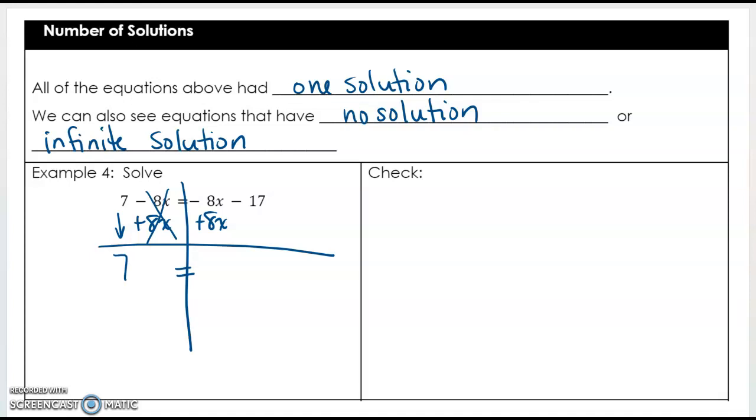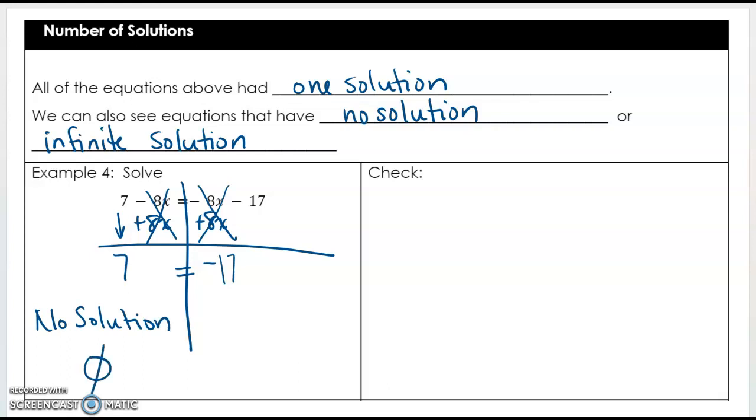That happens on the right-hand side as well. Negative 8x and positive 8x add to be 0, so I'm just left with negative 17. There are no x's left. There are no variables left to solve for, and 7 does not equal negative 17. What we say in this case is there is no solution.